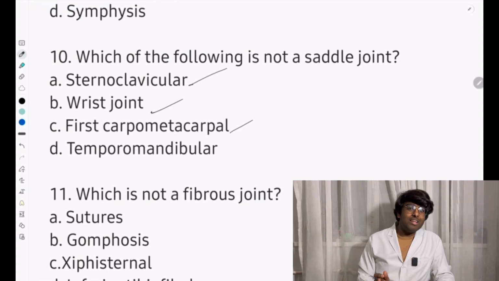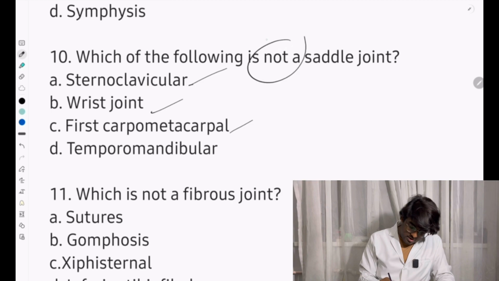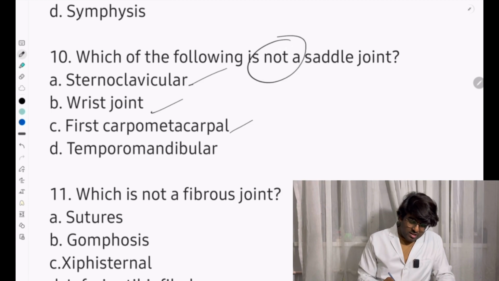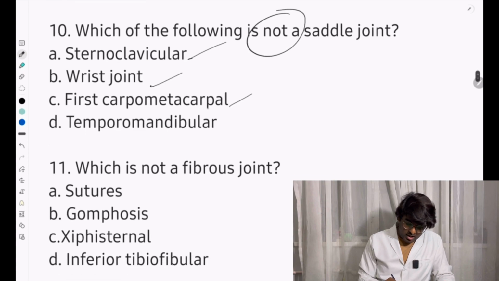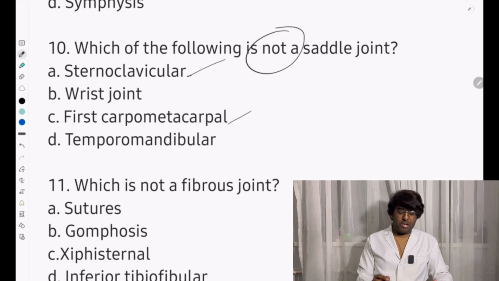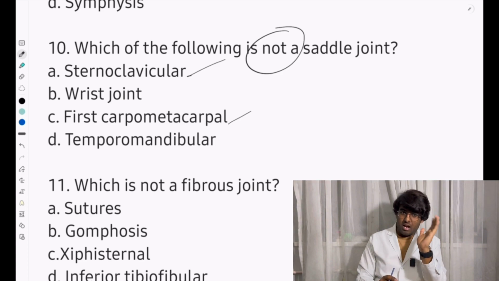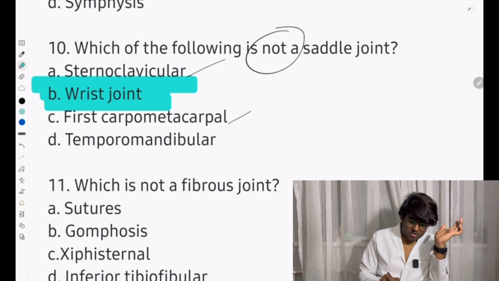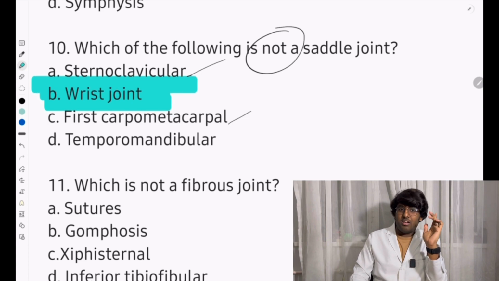Which of the following is not a saddle joint? Okay, again, listen to the question well. Which is not a saddle joint? First one, sternoclavicular. Next one, wrist joint. Third one, first carpometacarpal joint, and the temporomandibular joint. You know that the saddle joint is found in certain structures, right? The wrist joint is not saddle. Am I right? Have you seen any saddle movement in my wrist? So option B, the wrist joint, is not a saddle joint.